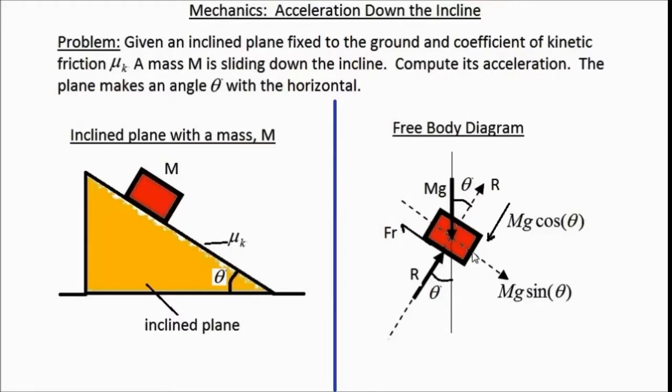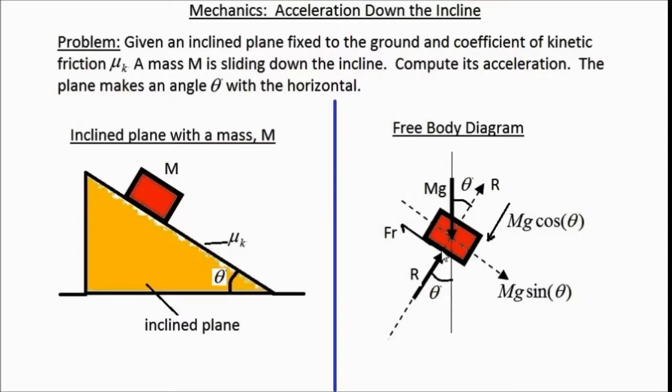So m has been isolated and shown here. The reaction force caused by the inclined plane is r. It's acting upward on the body. The weight mg is acting downwards at the center of gravity of the mass. So we have chosen a coordinate system. This is the axis which is parallel to the incline, and this dotted line is perpendicular to the incline. So that is the coordinate system in which we will solve this problem.